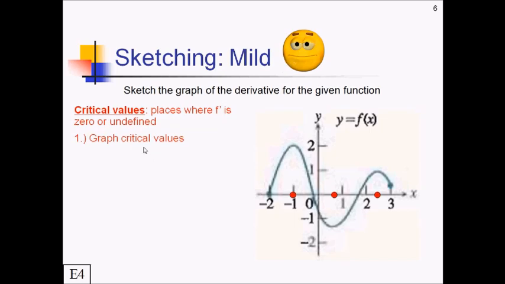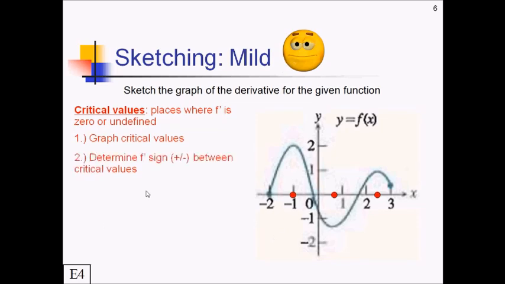Now, the nice thing about critical values is that these are the only places where your derivative can change from positive to negative or vice versa. If you want to jump from one side of the x-axis to the other, you either need to go through the x-axis by crossing it, or you need to have something like an asymptote that lets you just kind of warp from one side to the other. In between these critical values, you're going to have to stay on the same side of the axis.